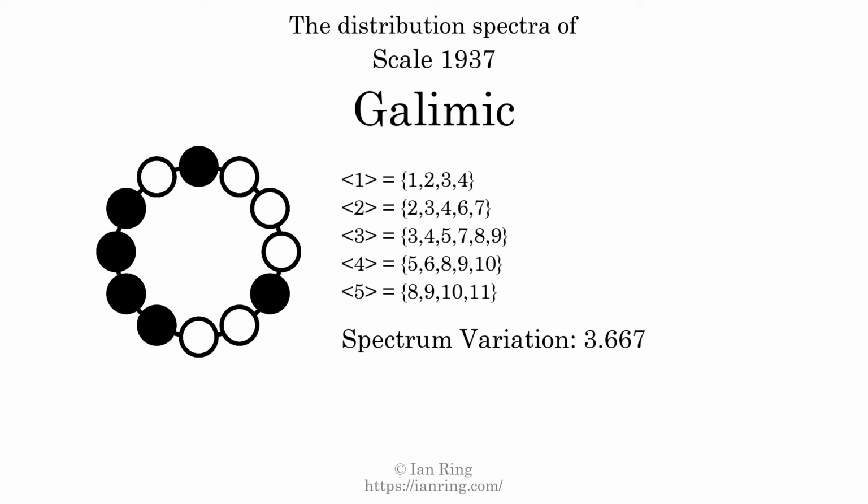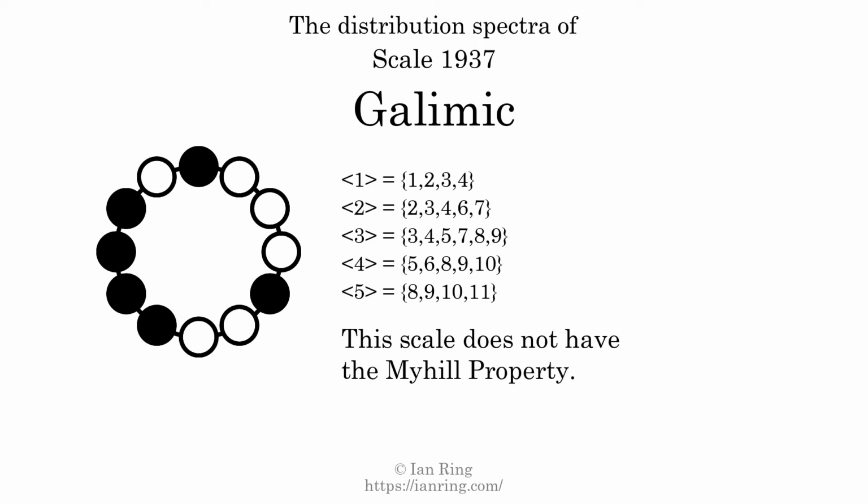The spectrum variation of this scale is 3.667. Since the variation is greater than 0, this indicates that the scale is not perfectly even. The highest spectrum width is 6. Since this is greater than 1, we know that this scale is not maximally even. If every spectrum has exactly 2 specific intervals, we call that the Myhill property. This scale does not have the Myhill property. Since the generic interval ranges overlap, this scale is an improper scale.